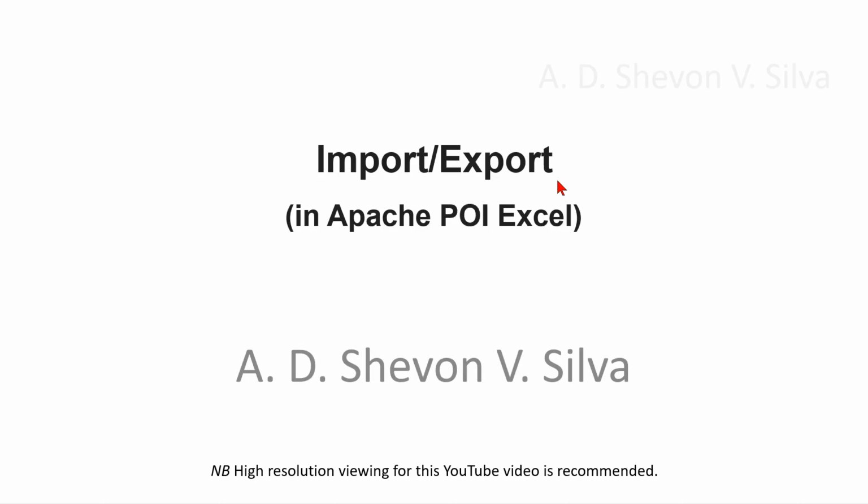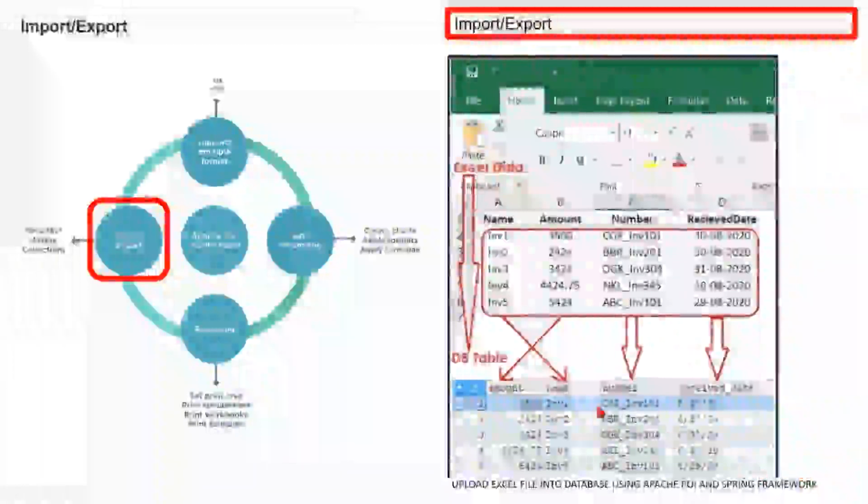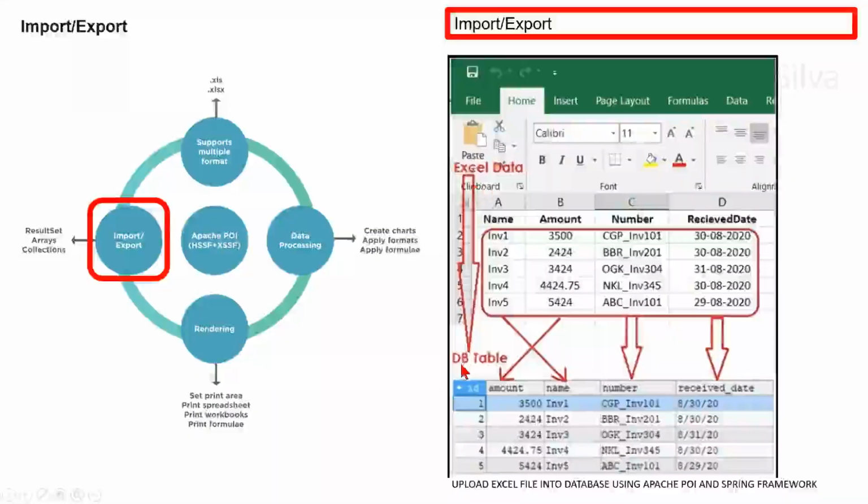Import or export in Apache POI Excel, POI and Spring framework. Here you can see Excel data is moving into the database table, DB table. Name is connected to name here, amount is connected to amount here, and number is connected to number here, and receive date is connected to receive date here.